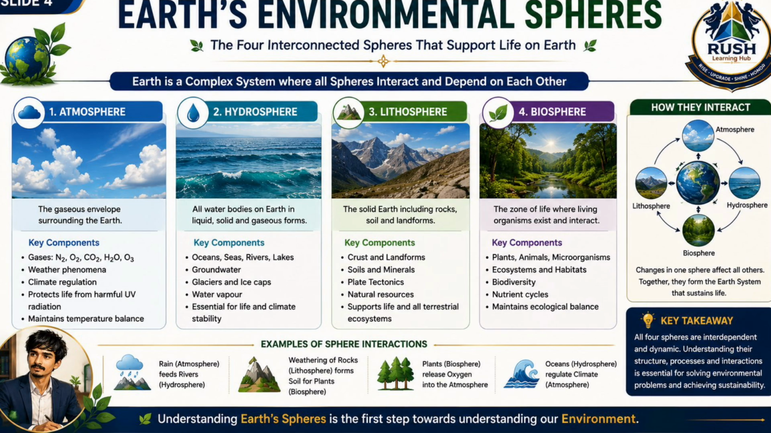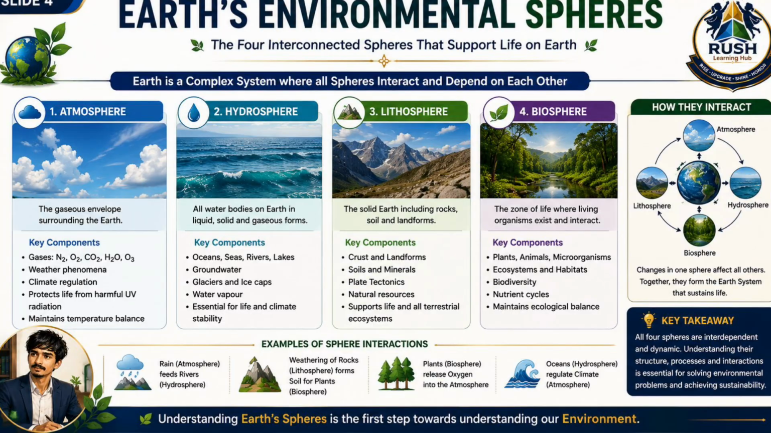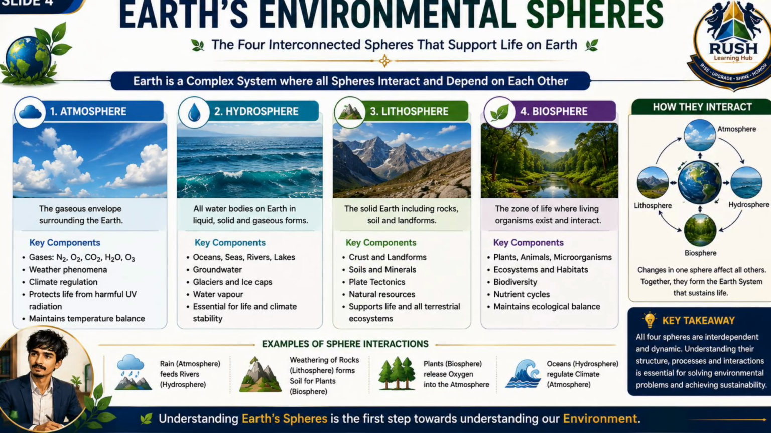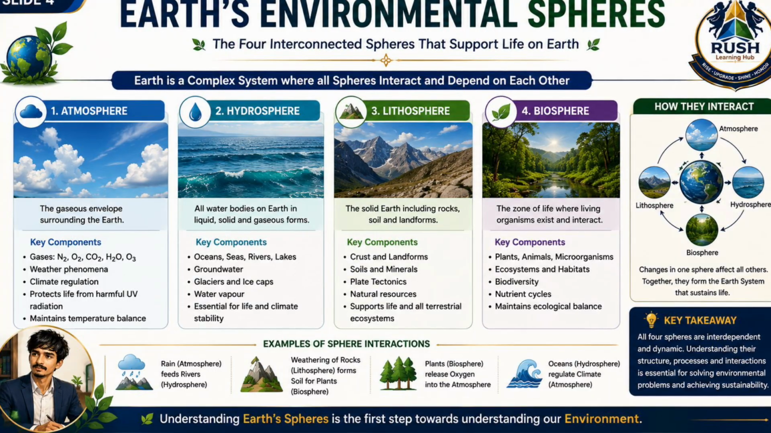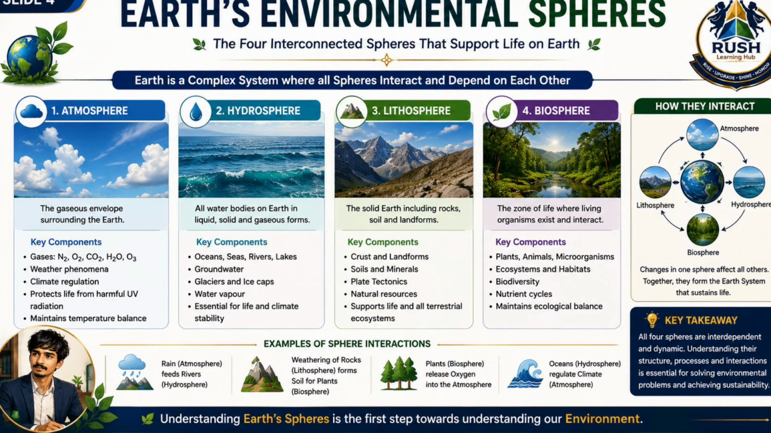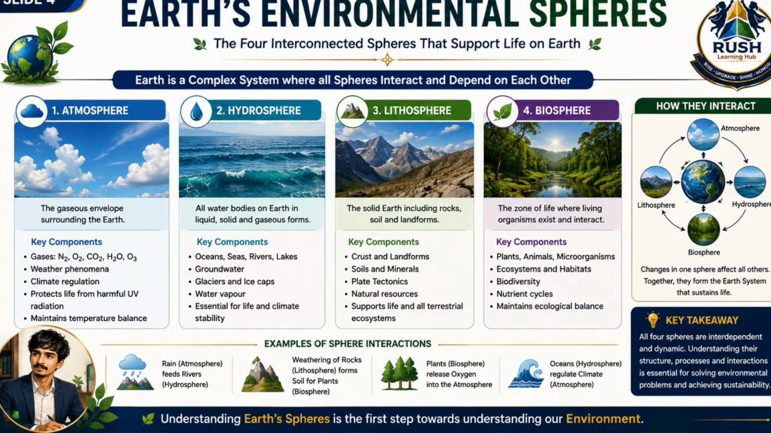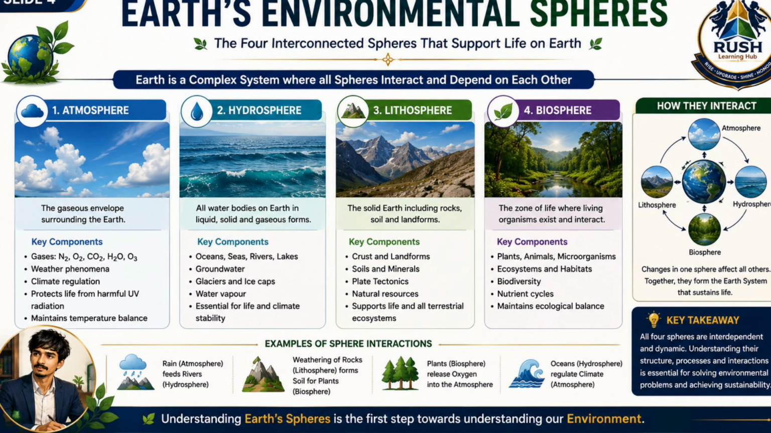Let us begin with the atmosphere. The atmosphere is the gaseous envelope surrounding the Earth. It is held around the planet by gravitational force and extends hundreds of kilometers above the Earth's surface. The atmosphere is composed primarily of nitrogen, which constitutes approximately 78% of the atmosphere, and oxygen, which constitutes about 21%. The remaining 1% includes argon, carbon dioxide, water vapor, ozone, and other trace gases.